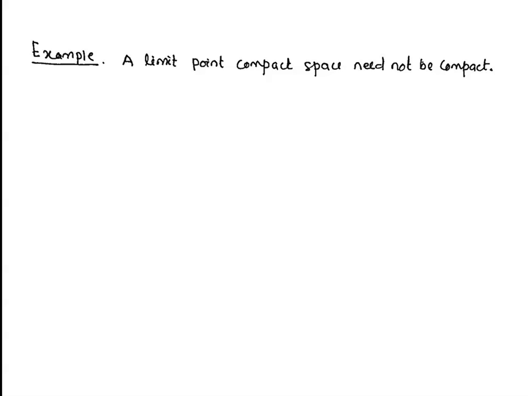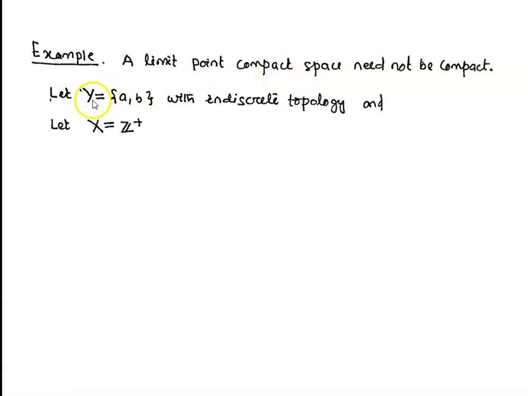Now here we have an example of a limit point compact space which is not compact. Let us consider the set Y containing two points a, b with the indiscrete topology. In the case of indiscrete topology, the only open sets are the empty set and the whole space. And let us take another set X, which is the set of positive integers. So now we have two sets: X is the set of positive integers and Y is a two-point set having the indiscrete topology.